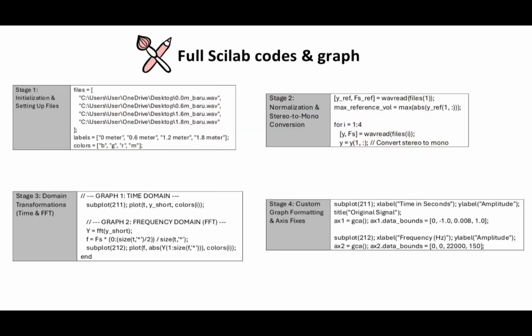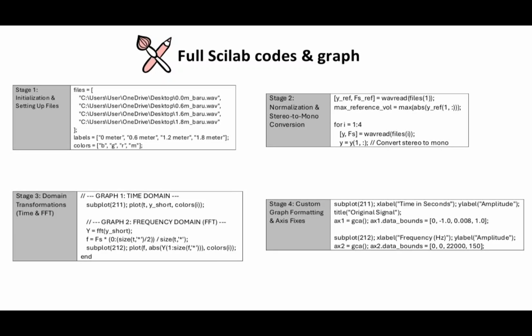This slide shows the step-by-step code pipeline I built inside Scilab to automatically process and analyze my audio files. In stage 1, I handled the basic setup by linking my 4 recorded wave audio files directly into the program and set up clear distance labels from 0 to 1.8 meters. In stage 2, the code does two important things to make my analysis fair. It converts my stereo phone recording into a single-channel mono signal, and it calculates a reference volume baseline from my first recording so all other distances can be compared accurately.